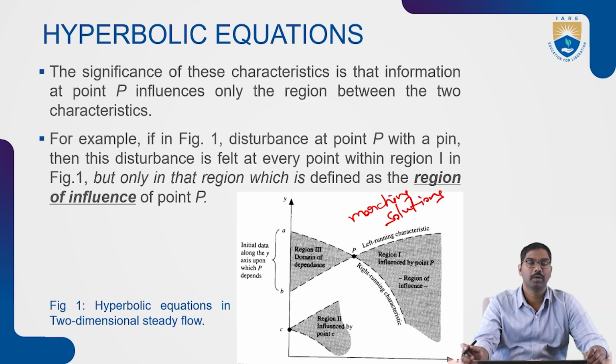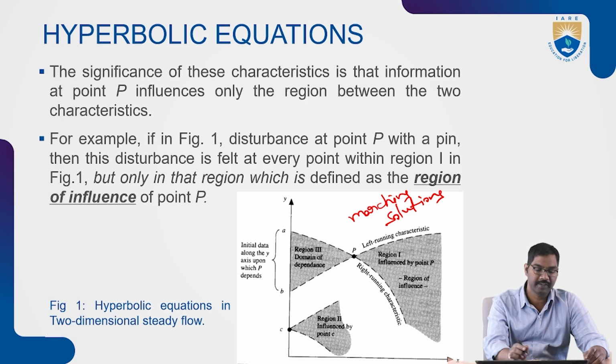We are going to have some boundary conditions like A, B, the initial data line. So they are going to be used to solve at point P, where region 3 is considered the domain of dependence for the solution of point P, and region 1 is considered the domain of influence, or region of influence.